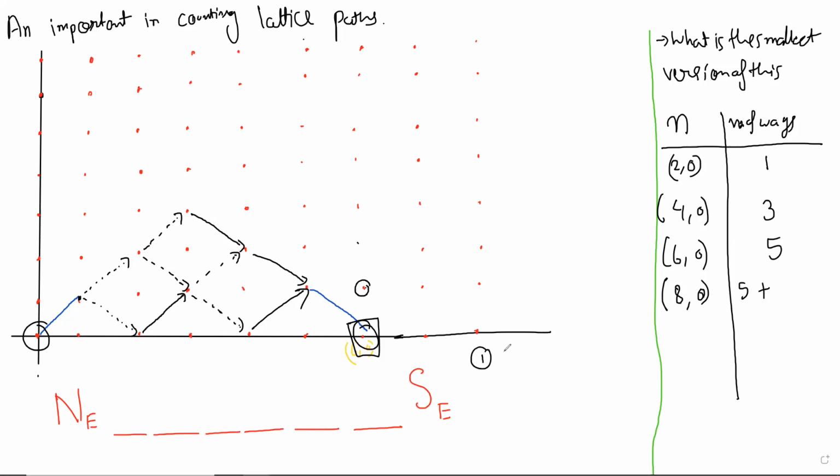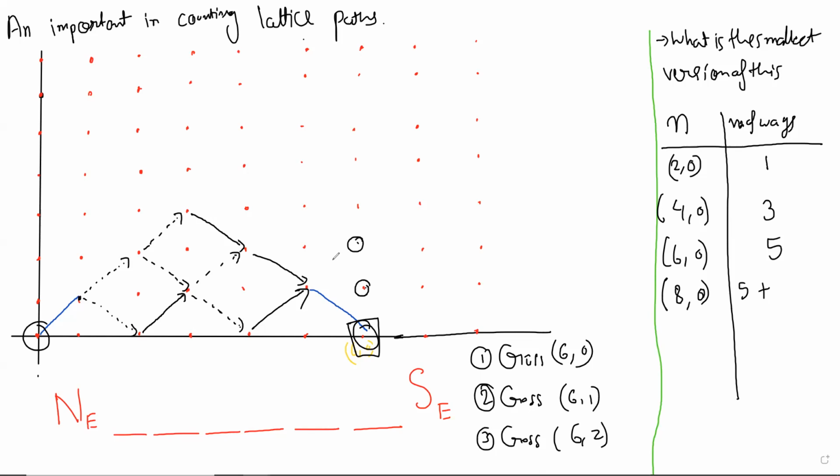Possibility 1 is cross 6, 0. Crossing 6, 0 is just the previous case, so that is 5. The second one is crossing 6, 1. Obviously, if you're crossing 6, 1, you're not crossing 6, 0. And the third is crossing 6, 2. Yeah, maybe that's a way to say this.